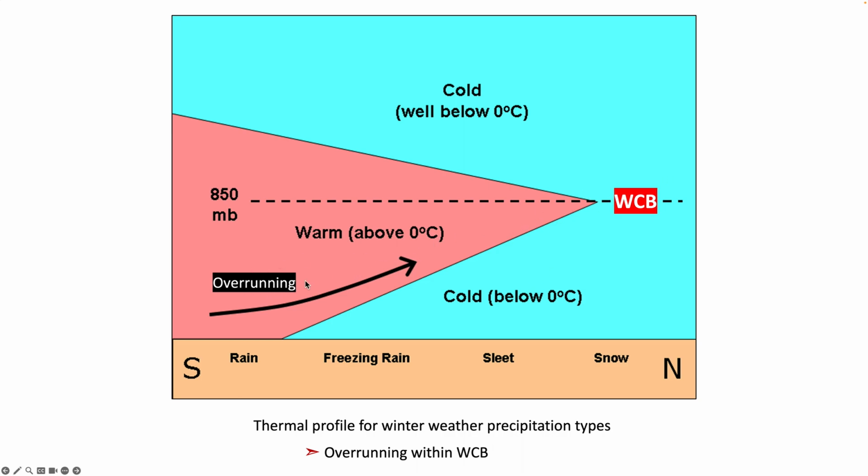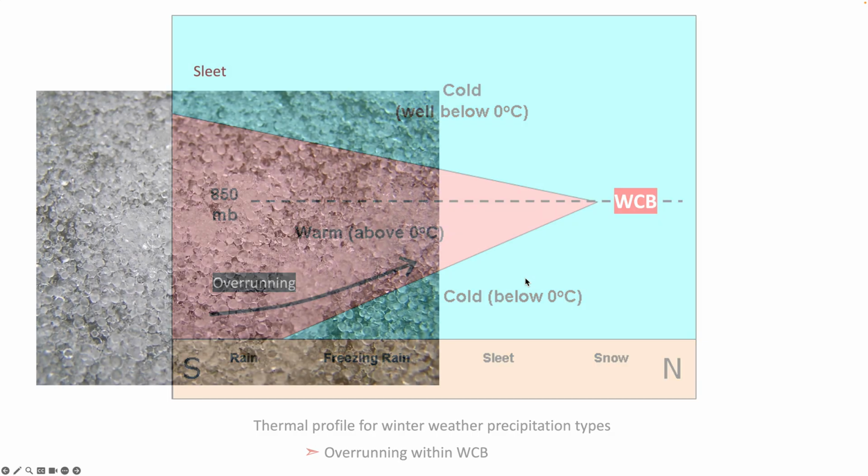Okay, and again, I just indicate that this is just overrunning within the warm conveyor belt. This is all warm conveyor belt air. It's all overrunning air. It's just simply the fact that as this overrunning air rises, it will expand and cool. Eventually, it will fall to a temperature below 32 degrees Fahrenheit.